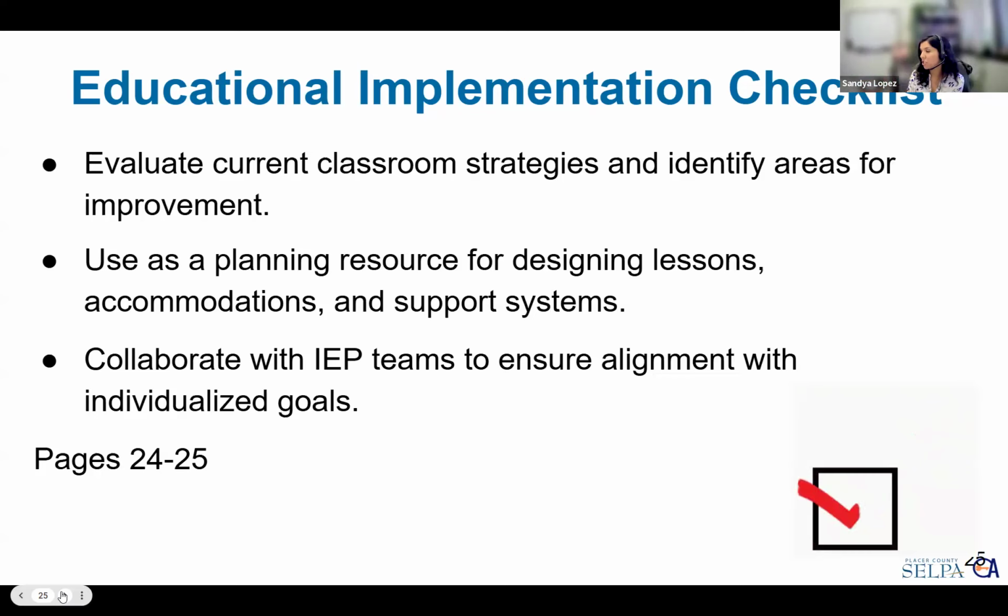This specific portion of it, the educational implementation checklist, you can use to evaluate current classroom strategies and identify areas for improvement for students with Down syndrome. Use it as a planning resource for designing lessons, accommodations, and support systems. And you can use it to collaborate with IEP teams to ensure alignment with individual goals on those IEPs. It's a very helpful checklist because it provides a very clear, actionable framework to foster inclusivity.